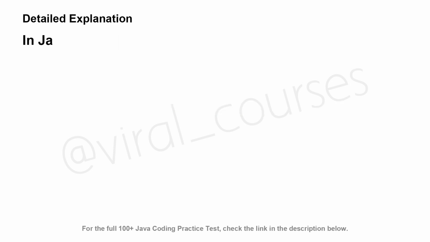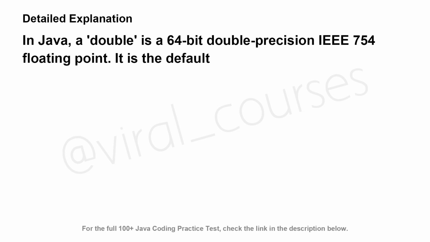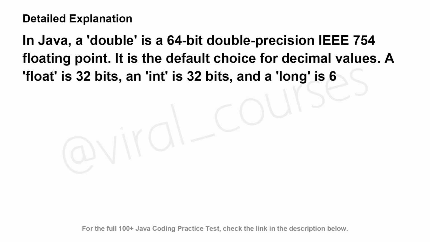In Java, a double is a 64-bit double precision, IEEE 754 floating point. It is the default choice for decimal values. A float is 32 bits. An int is 32 bits. And a long is 64 bits.